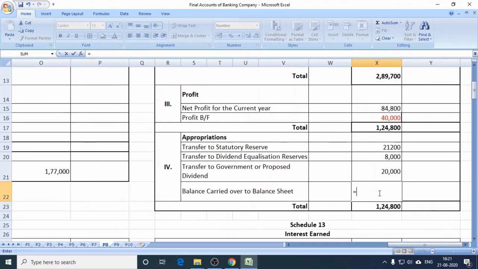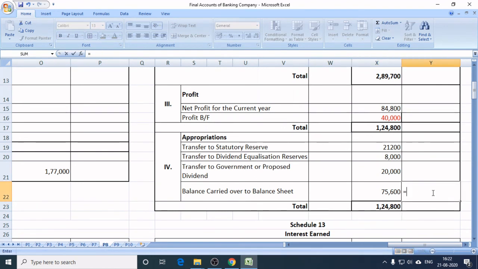So from 1,24,800 we will deduct 21,200, then we will deduct 8,000, then we will deduct 20,000. So the balance carried over to balance sheet is 75,600. Okay, I will show you one more time.